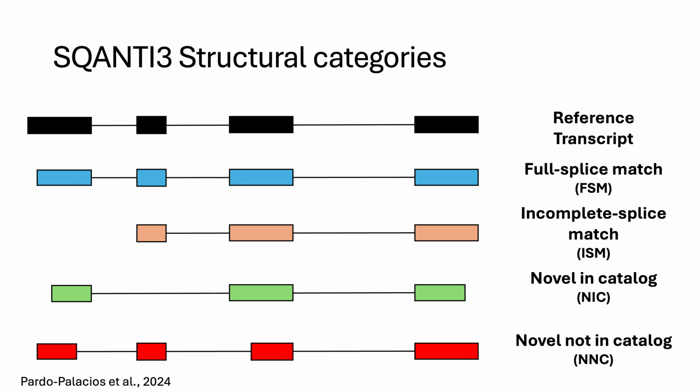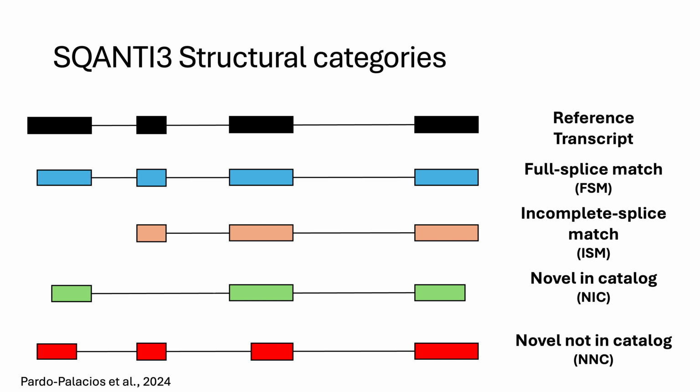Since SQANTI-reads builds on SQANTI-3, let's quickly go over the structural categories for those who are less familiar with them. Here we have the main categories. At the top is our reference transcript from the reference annotation. A full splice match, or FSM, is when the read matches all splice junctions of the reference. An incomplete splice match, or ISM, is missing junctions on either the 5' or 3' ends or both.